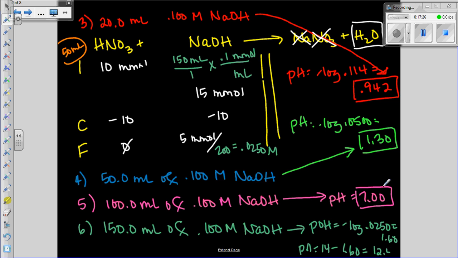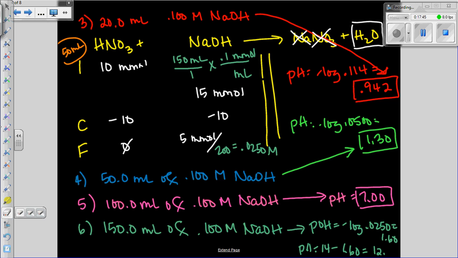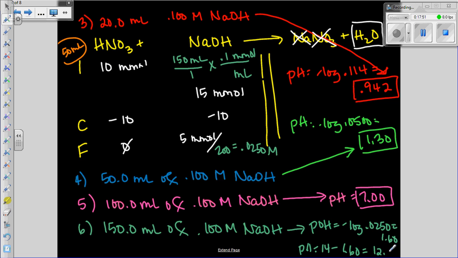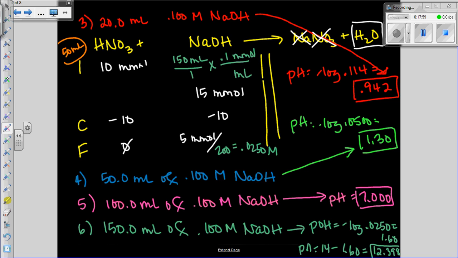But I screwed up on these other two. I should have had 3 numbers past the decimal. Let me finish this one first. So I have 12.398. Let me see if I can squeeze it in there. 12.398 is our pH, which makes sense because we have excess base.